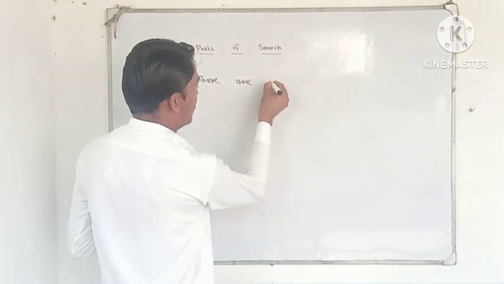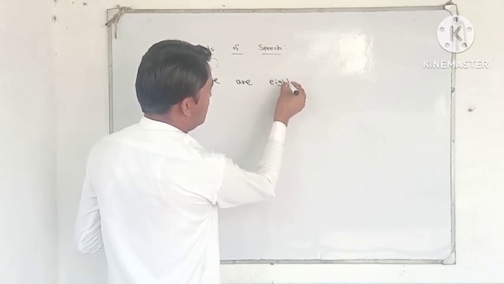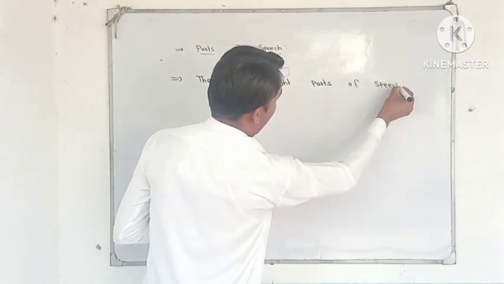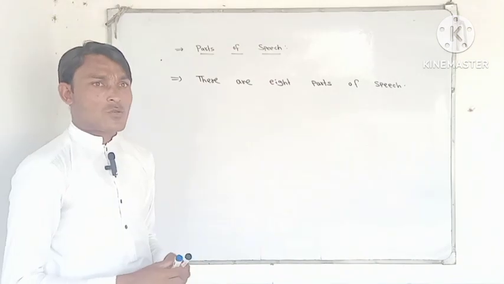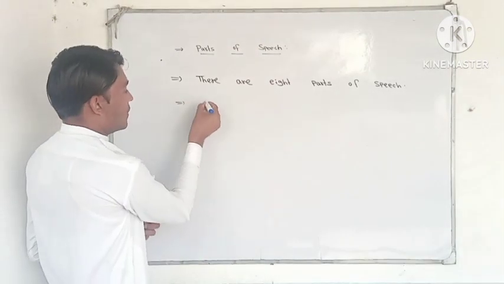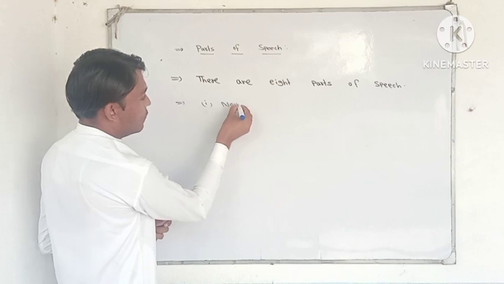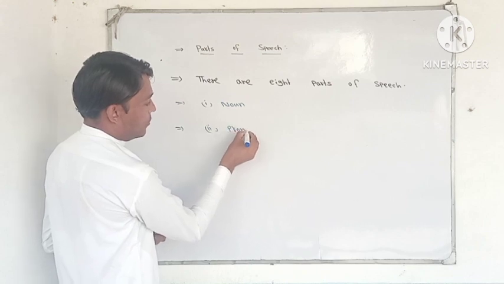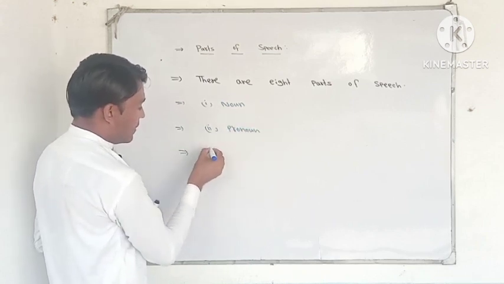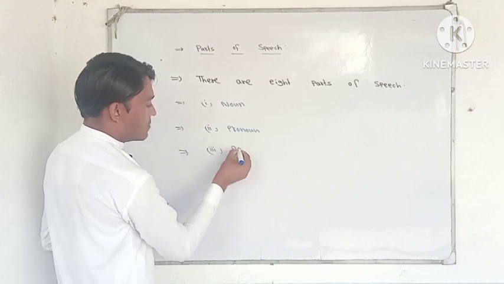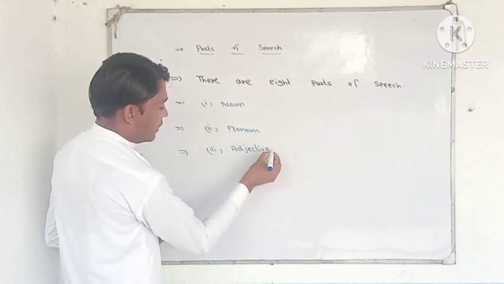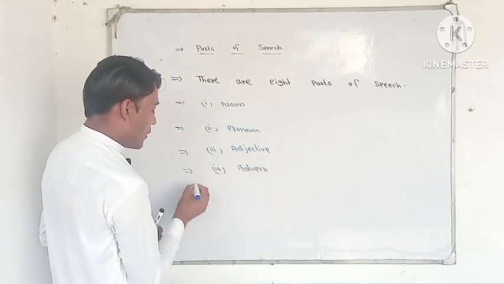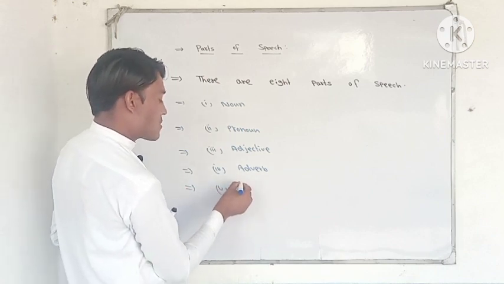There are 8 parts of speech. Now, what are their names? The first one is called noun. The second one is called pronoun. The third one we may call adjective. And the fourth one is called adverb. And the fifth part of speech is called verb.